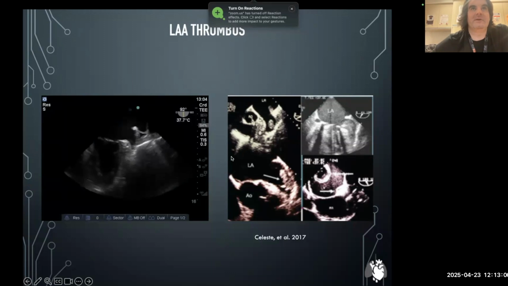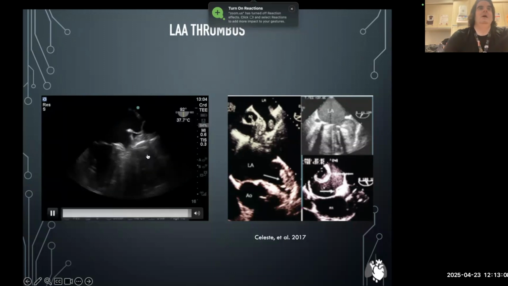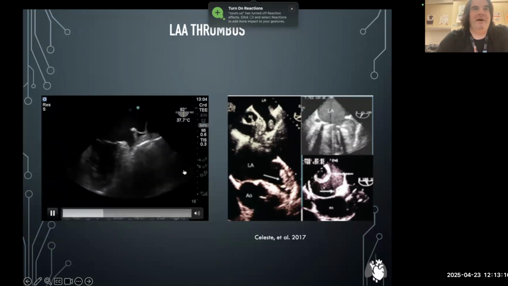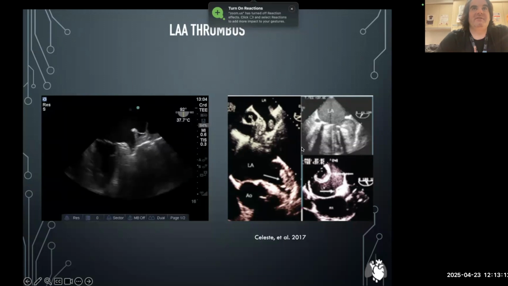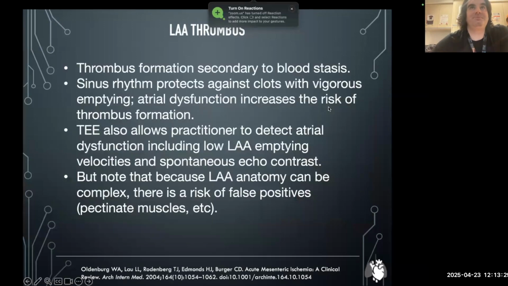There are lots of considerations. The appendage can be full of pectinate muscles, which have invaginations, and they can very much look like thrombi. So usually when we see thrombus in the atrial appendage, we look for other signs, such as delayed emptying of the left atrium, swirling, and other risk factors for left atrial appendage stasis.